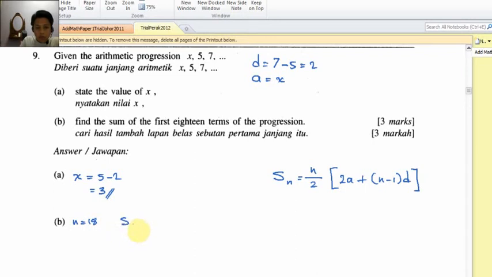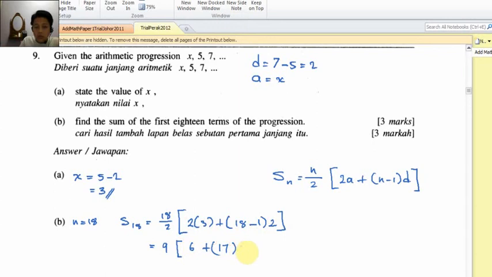So S18 is equal to 18 over 2, because n now is equal to 18. 2a, a is now 3, plus n, which is 18, minus 1 multiplied by d, which is 2. So it is equal to 9. Then 2 times 3 is 6, plus 18 minus 1 is 17. And then we multiply that with 2.